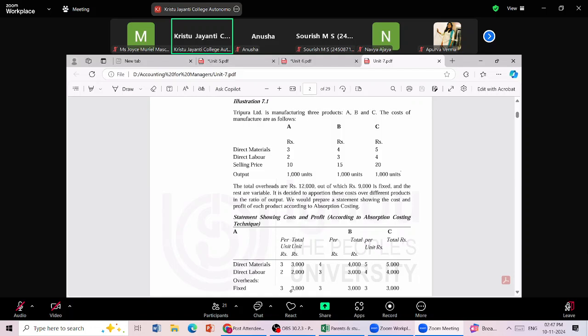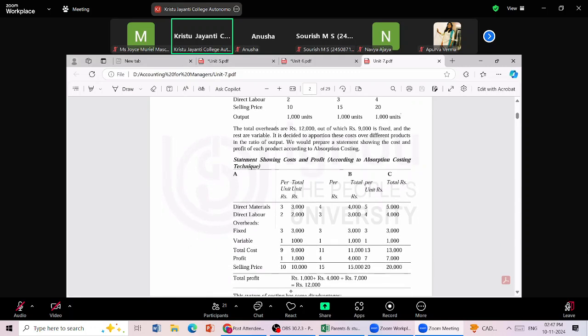The total overhead is 12,000, out of which 9,000 rupees is fixed. There is no change that can be made to the 9,000 rupee overhead, and the rest is variable, which means the balance of 3,000 is variable. It was decided to apportion these costs over the different products in the ratio of output. We will prepare a statement showing the cost and profit of each product according to absorption costing.